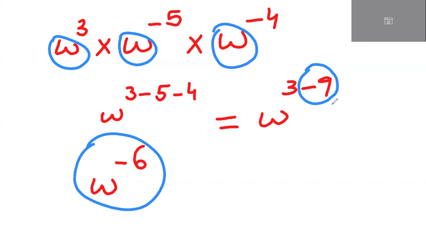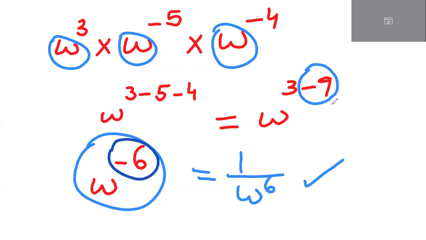But sometimes the teachers tell us to leave the answer with positive powers. So you can leave your answer like this: 1 divided by w raised to the power 6. Okay, both answers are same, but it's better to leave the answer in the positive powers. w raised to the power minus 6 comes down in the denominator. It becomes w raised to the power 6.